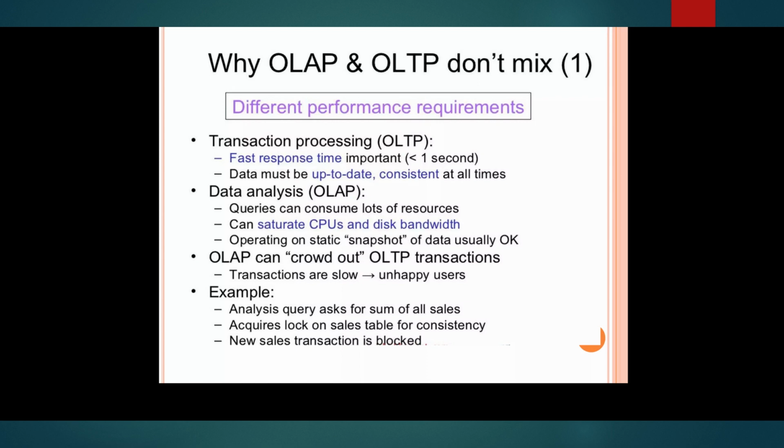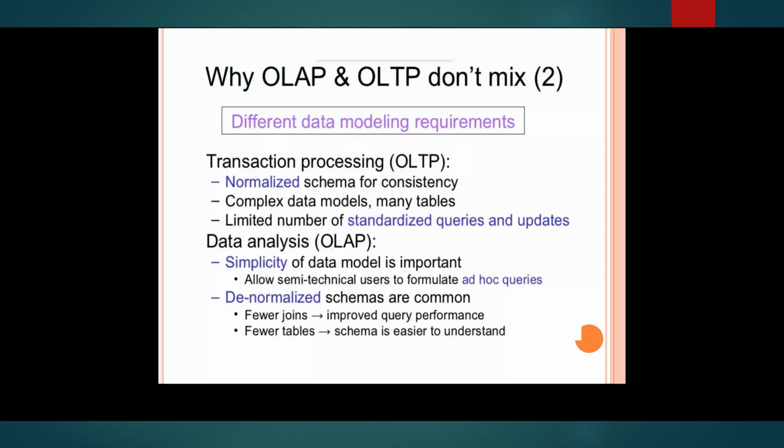OLAP can crowd out OLTP transactions. Transactions are slow, and users are unhappy. For example, an analysis query asks for the sum of all the sales. It acquires a lock on the sales table for consistency. New sales transactions are blocked.